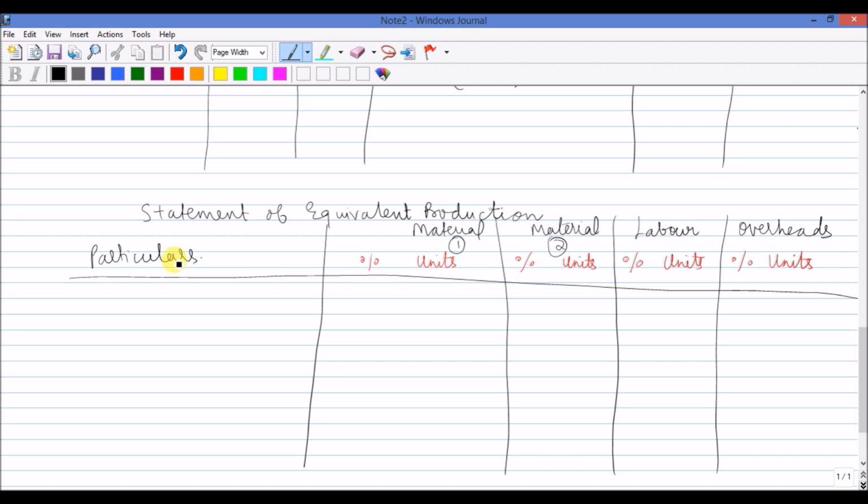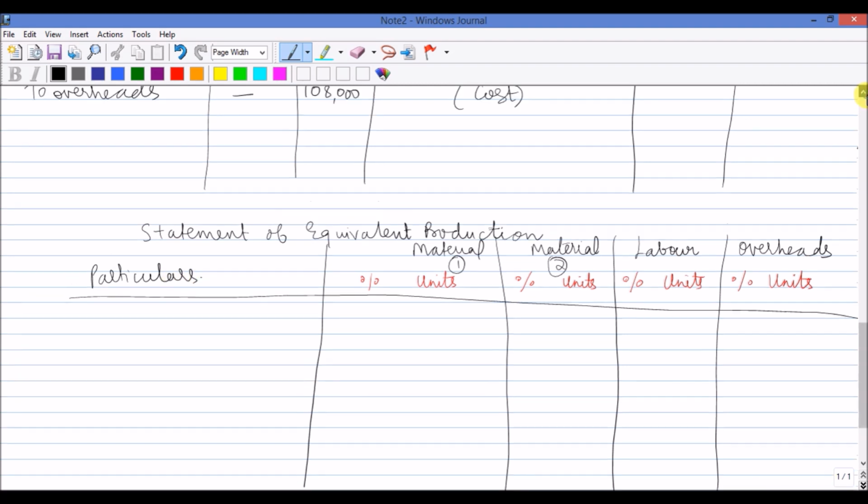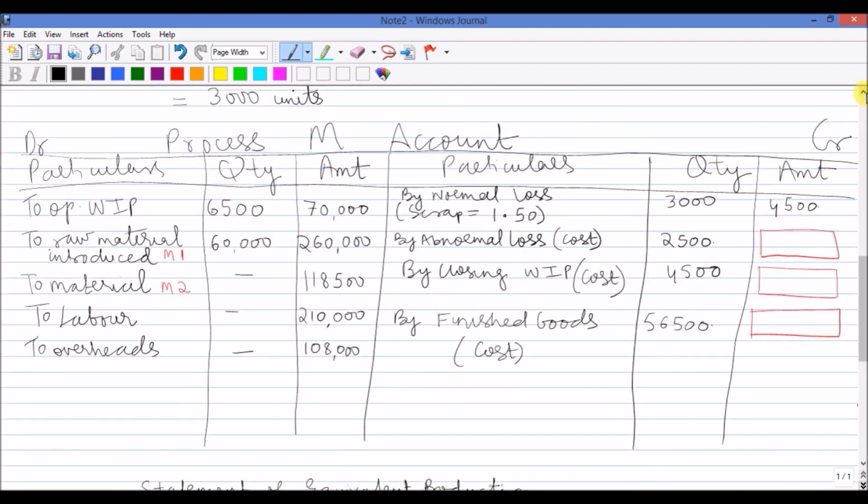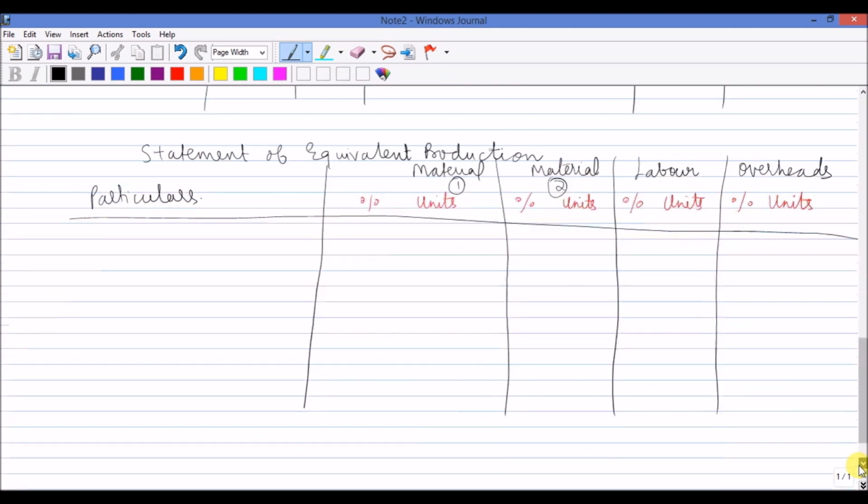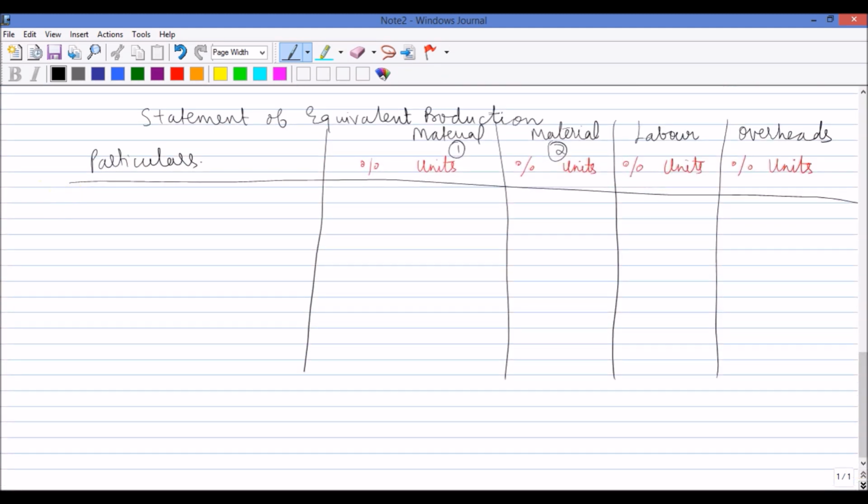Particulars. Now friends, I have already told you, first we are going to write abnormal loss because we need to find it. So I'm writing abnormal loss, and the units are 500 units.